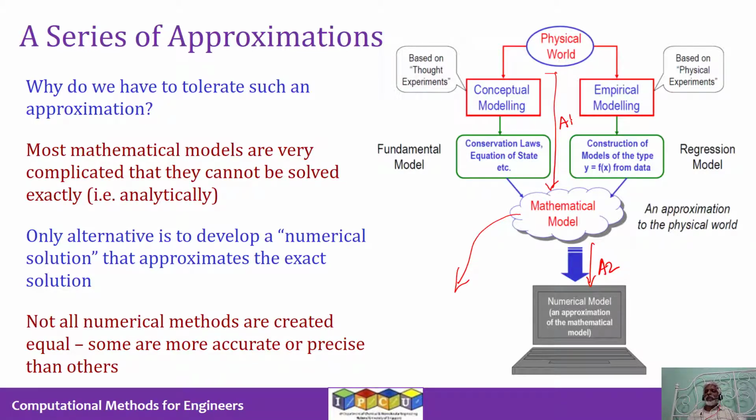So in going from mathematical model to a numerical model, we will again make certain approximations, because that is the only way to solve the problem, because analytical tools do not extend far beyond linear systems or simple nonlinear systems. So for really nonlinear systems, you have no option but to convert the mathematical model into a numerical model and solve it with a tool like MATLAB. All right. Now, why do we have to tolerate such an approximation? Because that's the only way out, as I was saying.